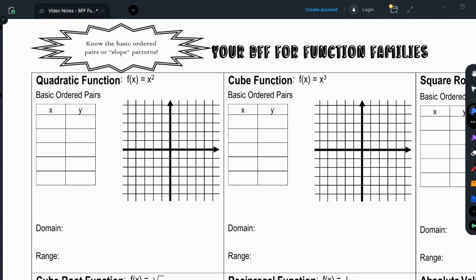In today's lesson, we're going to look at your BFF for function families. For each of these functions, you either want to know the basic ordered pairs or the slope pattern. Let's look at the first function, which is a quadratic function, f of x equals x squared.